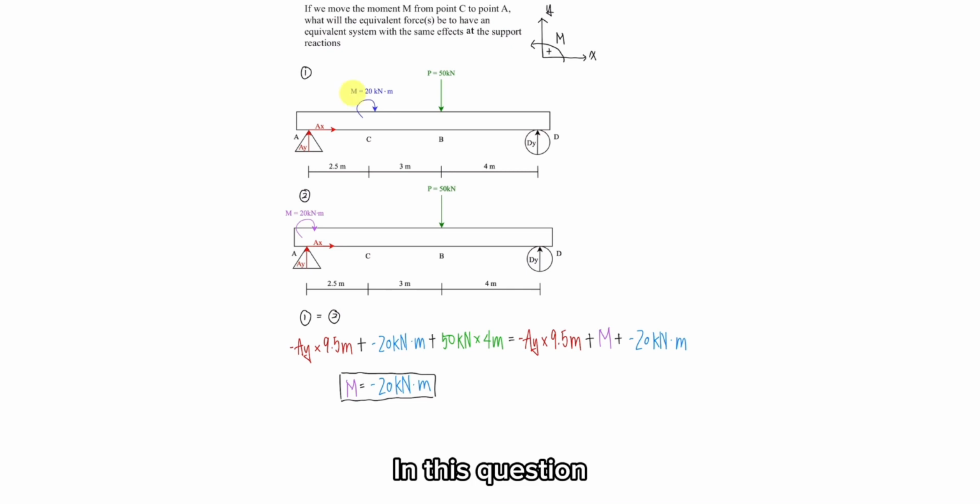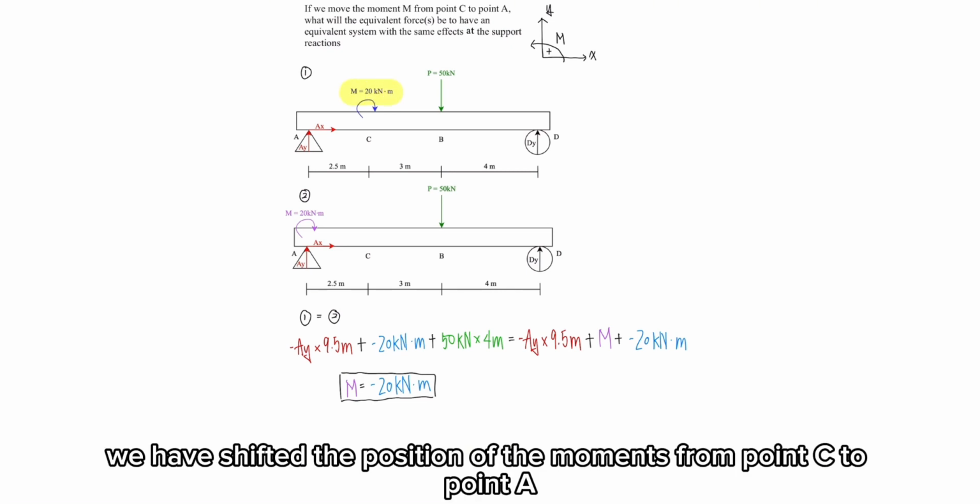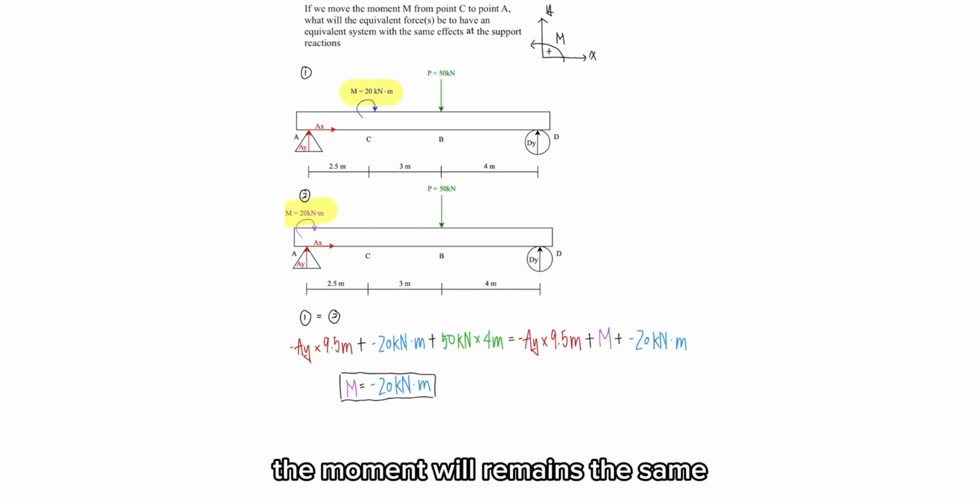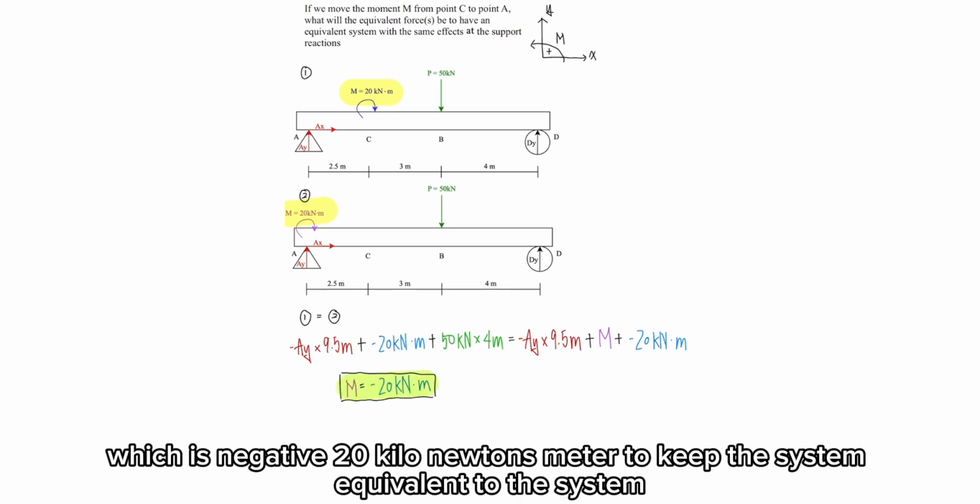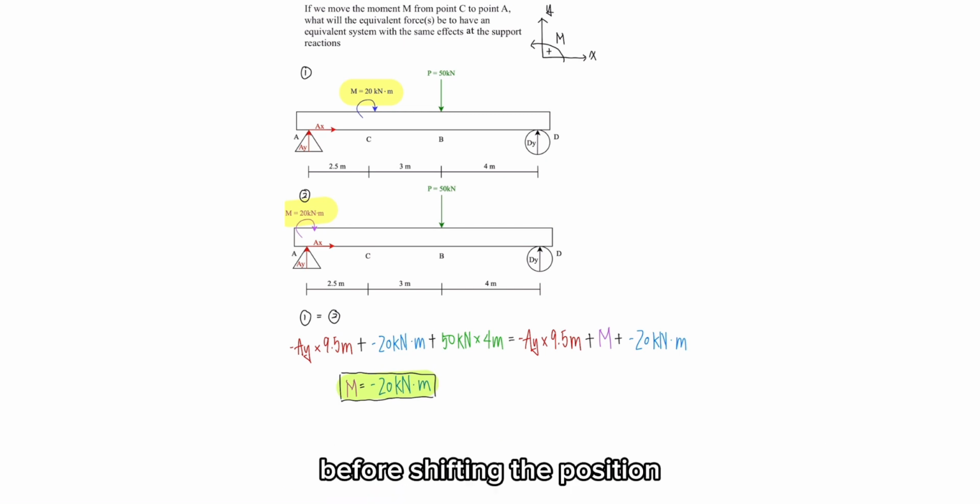In this question, we have shifted the position of the moment from point C to point A. The moment will remain the same, which is negative 20 kilonewton meters, to keep the system equivalent to the system before shifting the position.